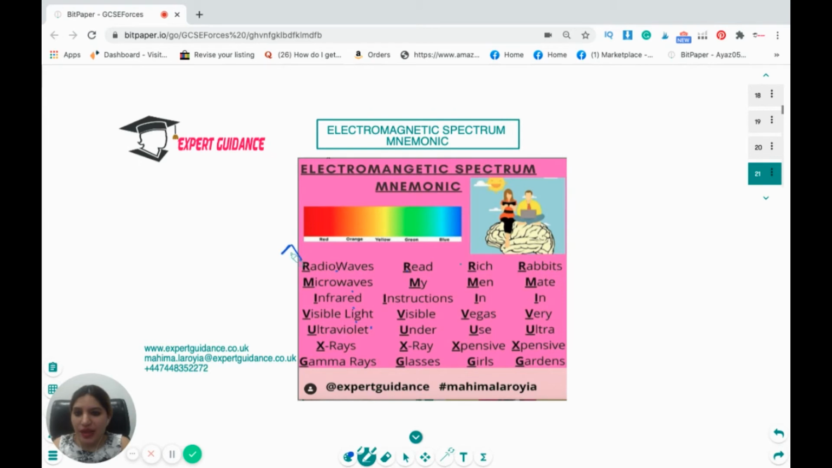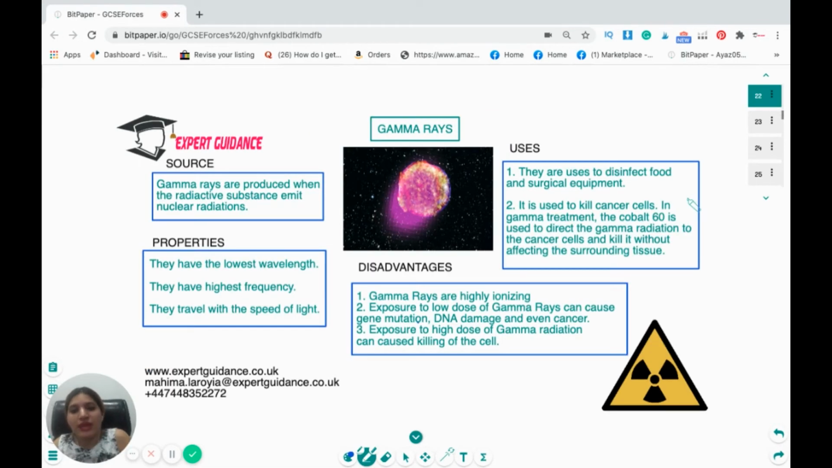And remember, as you go from radio to gamma, the wavelength will be decreasing and frequency will be increasing. So that's an easy way to remember, and make sure you remember that. It is very, very important. Now you should know for each of the waves, what is the source, their properties, their disadvantages and advantages.